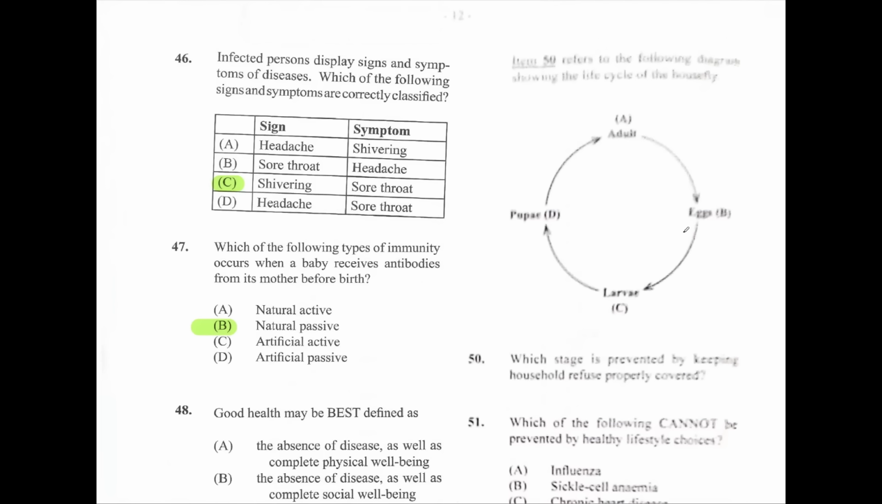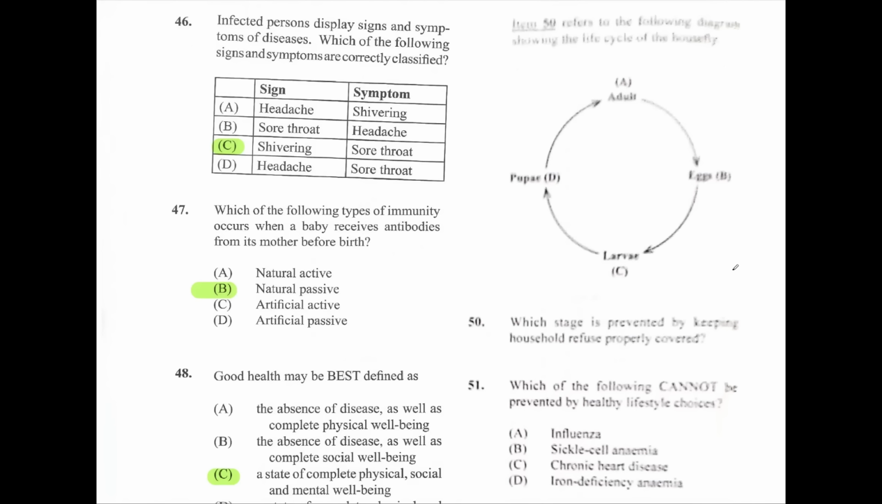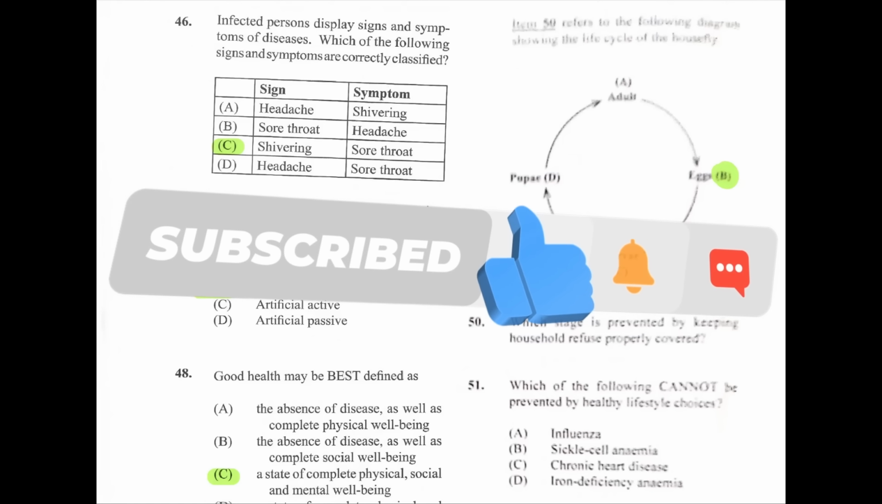Item 50 refers to the following diagram showing the life cycle of a house fly. Which stage is prevented by keeping household refuse properly covered? You block the stage where adults are able to lay eggs. So that means we look at B right here. So 50 is B.